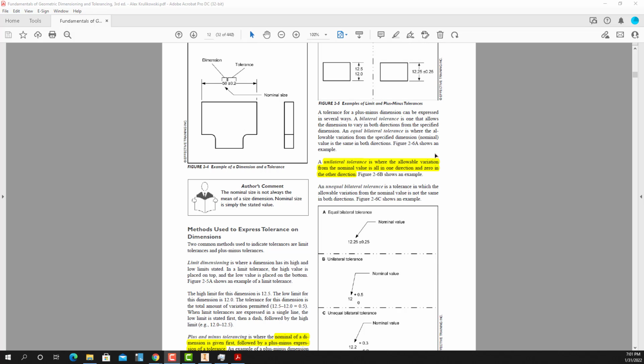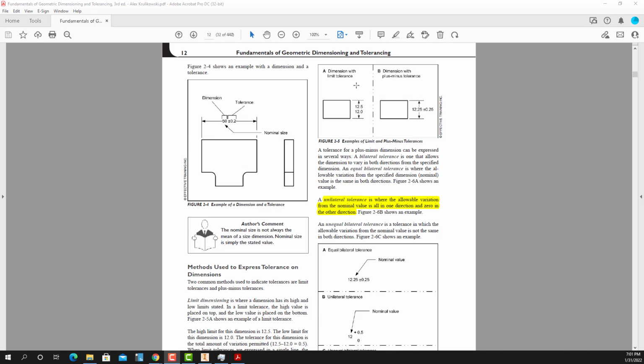All right, so these are all the different kinds of tolerances, and we know this is a limits tolerance right here. Let me show you this with this highlighter. Limits tolerance right here, and this is plus minus tolerance, and it is an equal plus minus tolerance. Equal bilateral. It's one that varies in both directions from the same dimension. So there are equal and unequal bilateral tolerances.